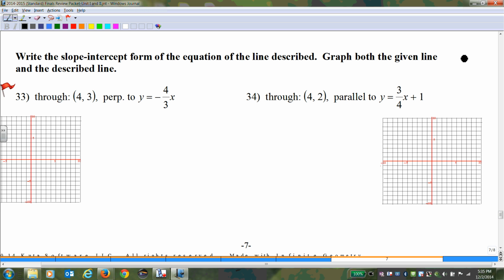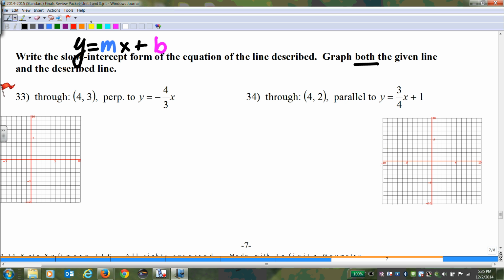Okay, it says, write the slope-intercept form of the line described. Then graph both the given line and the described line. So slope-intercept form, that's going to be y equals mx plus b. That's our ultimate goal. And then we want to graph both lines. Notice it says graph both lines.